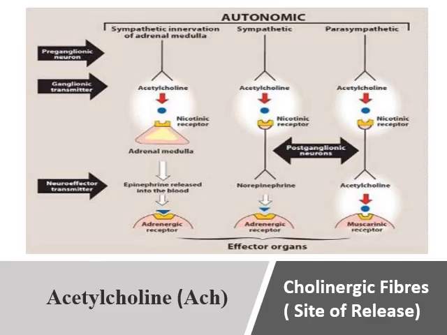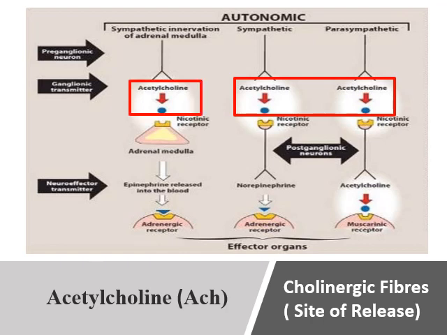Starting with acetylcholine. It's the neurotransmitter released by the cholinergic fibers. Cholinergic fibers are present in all preganglionic autonomic fibers, including all preganglionic sympathetic fibers and all preganglionic parasympathetic fibers. Acetylcholine is present in the preganglionic sympathetic fibers to the adrenal medulla, the modified sympathetic ganglion. On stimulation by acetylcholine, it releases adrenaline and noradrenaline. Acetylcholine is also released from all postganglionic parasympathetic fibers.